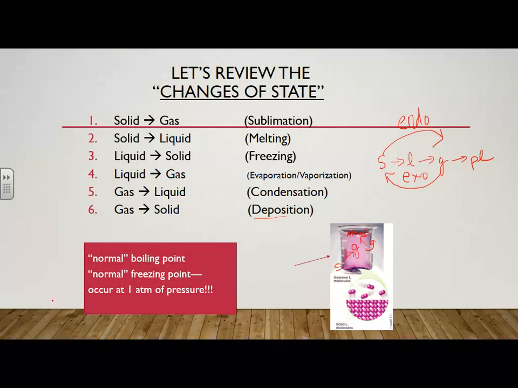Two things you also need to be aware of as far as terminology goes: when you see the word normal written in front of boiling point or in front of the word freezing point, that is a specific set of conditions. What that means is that it's the boiling or freezing point at 1 atmosphere of pressure. So that's your standard boiling point. If it's a normal boiling point or normal freezing point, it's occurring at 1 atmosphere of pressure. And that will be important for these diagrams that we're going to be looking at in our next video lesson.